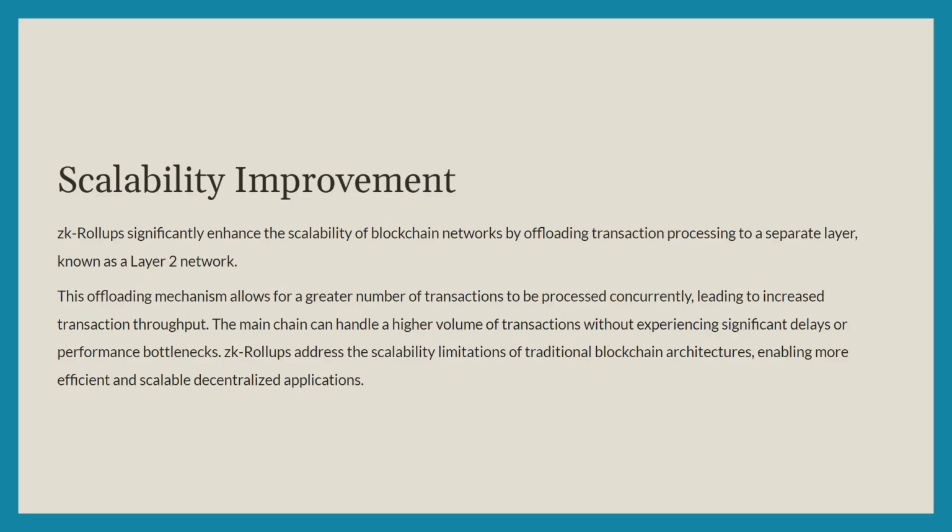Let's talk about scalability improvement. ZK rollups significantly enhance the scalability of blockchain networks by offloading transaction processing to a separate layer known as a layer 2 network. This offloading mechanism allows for a greater number of transactions to be processed concurrently, leading to increased transaction throughput. The main chain can handle a higher volume of transactions without experiencing significant delays or performance bottlenecks. Zero knowledge rollups address the scalability limitations of traditional blockchain architectures, enabling more efficient and scalable decentralized applications.